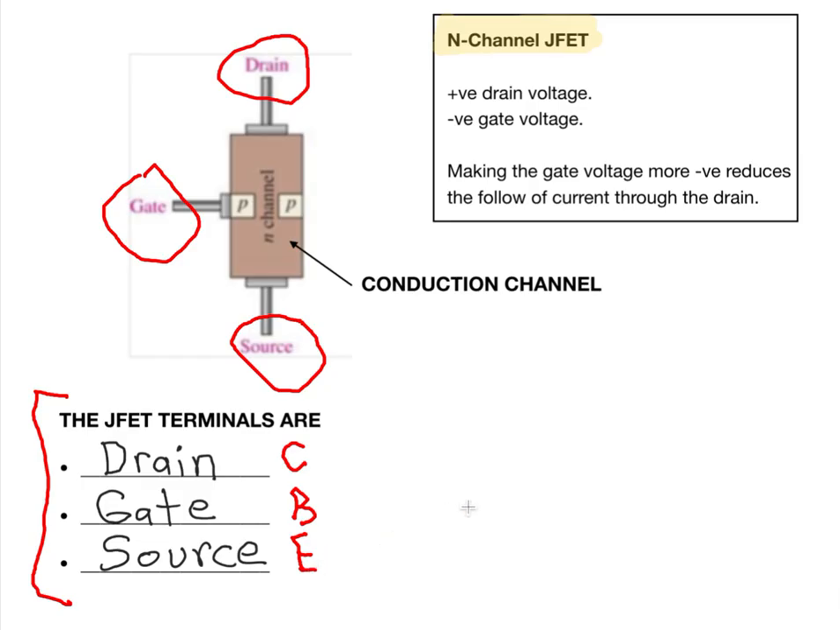With the N-channel type JFET, we use a positive drain voltage. So these are going to be positive, and then that must mean that the gate voltage here must be negative. If you're using the P channel, those two polarities are simply reversed.